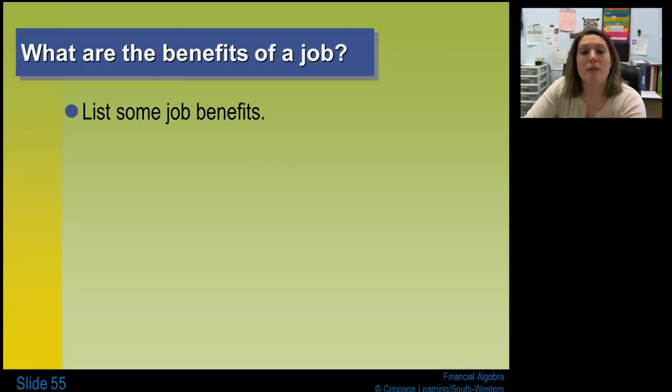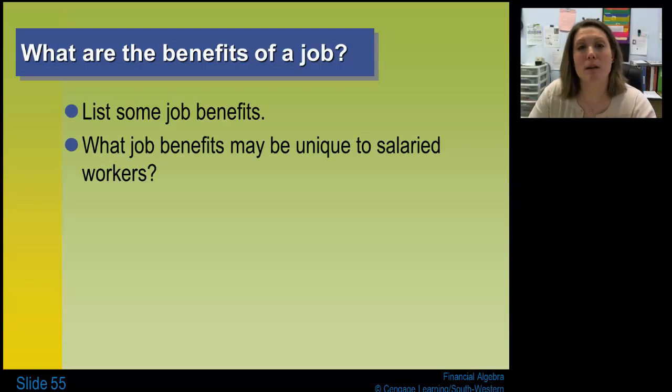So what are the benefits of a job? So list some job benefits. Well, if you listen to the beginning with the key terms, there were some in there. Think of other ones. Ask your parents what they might have. What job benefits may be unique to salaried workers? So salaried workers, they don't work by the hour. They get a set rate of pay. Teachers are salaried workers. We have a salary, and every week our paycheck is exactly the same.